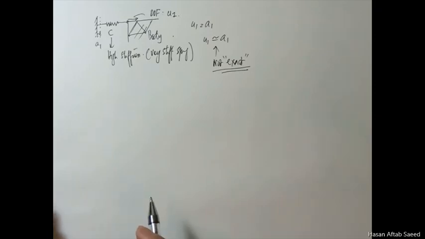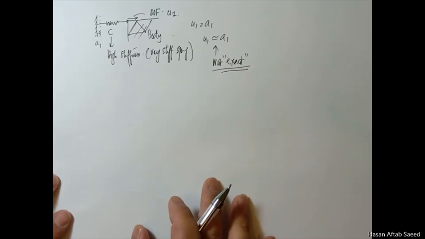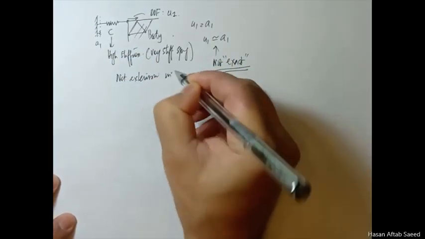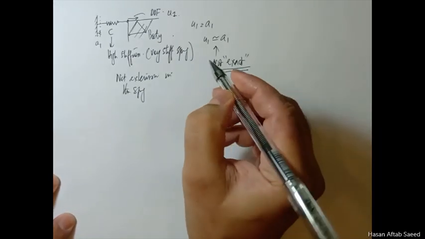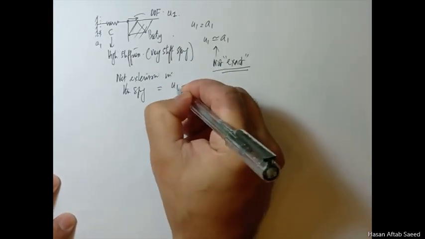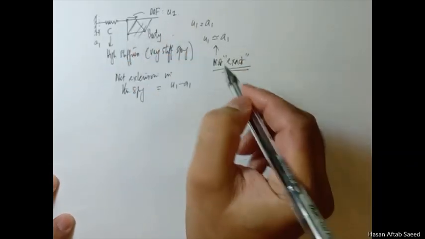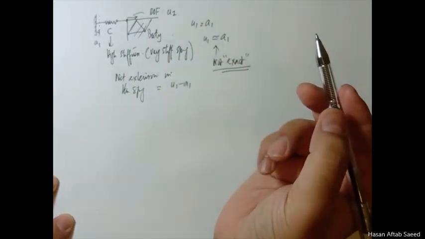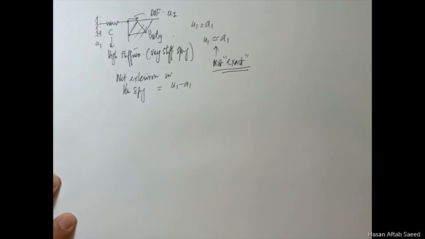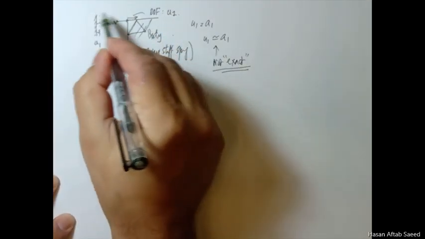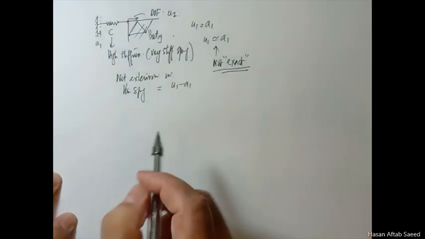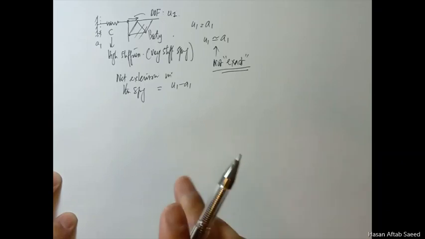Now this net extension in the spring will be nothing but u1, and recall that u1 is not equal to a1. Otherwise, if u1 is equal to a1, then this is a rigid spring and then there is no net extension. So net extension is u1 minus a1, and the way I've drawn this, it will be negative. Actually it will be compression, but this expression will give you the tension or the compression, whatever the case is.